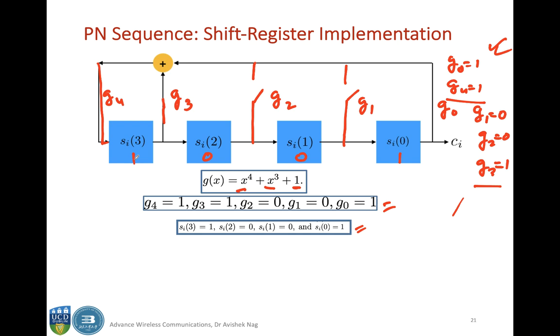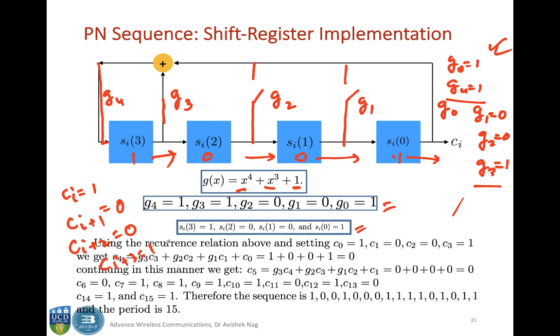So you will have CI equal to 1, because this 1 will be output here. And then this 0 will be shifted here, this 0 will be shifted here, this 1 will be shifted here. So CI plus 1 will be 0, because this 0 is shifted here and then goes out. CI plus 2 will be 0, and then CI plus 3 will be 1, and then from CI plus 4 onwards you can use the recurrence relation.